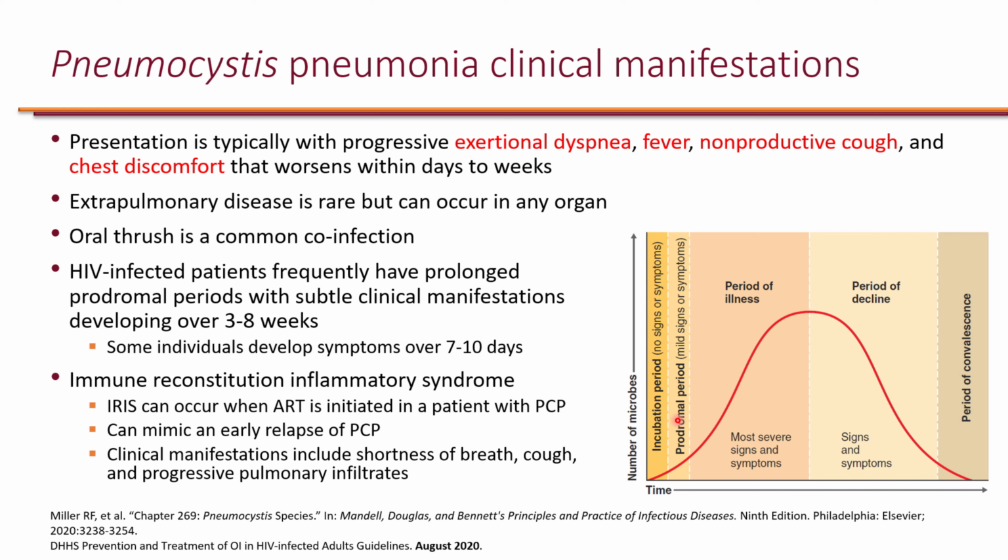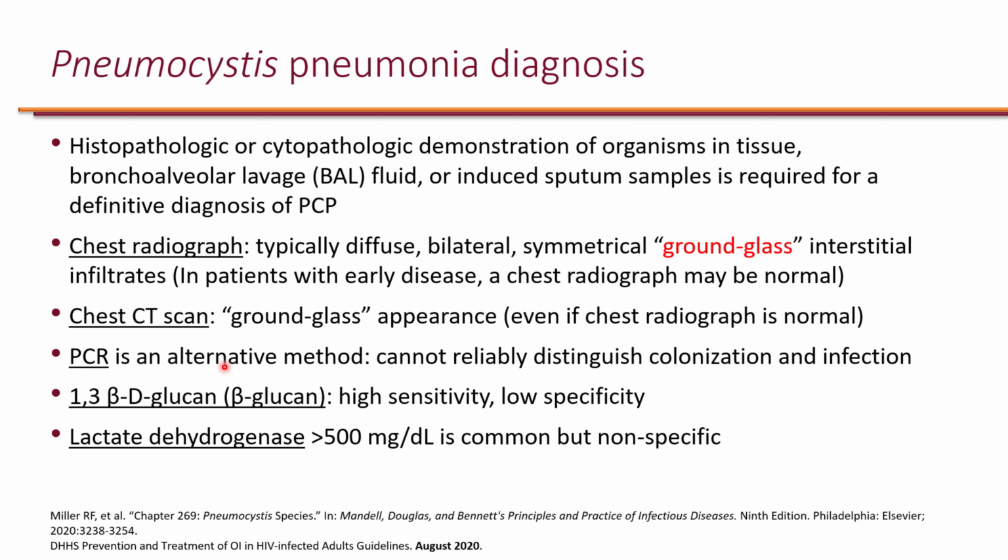So in PCP, in HIV patients, this prodromal period could be very extended, 3 to 8 weeks. So it's very progressive. For definitive diagnosis of PCP, histopathologic or cytopathologic demonstration of the organism in either tissue, BAL fluid, or an induced sputum sample is required.